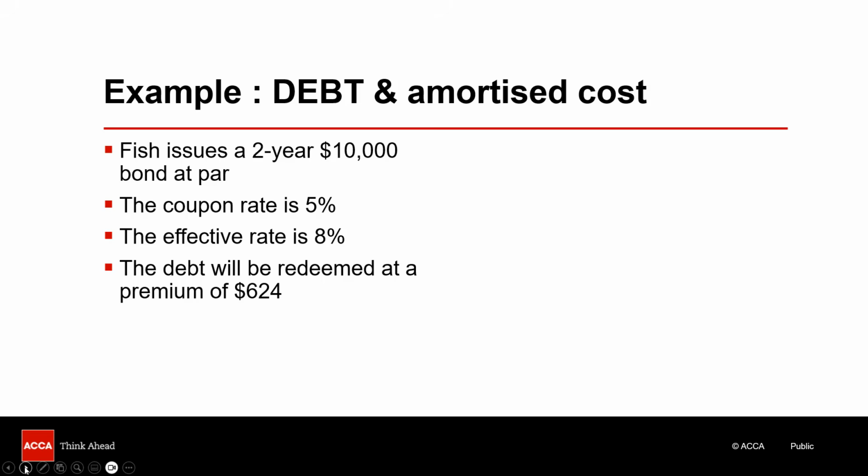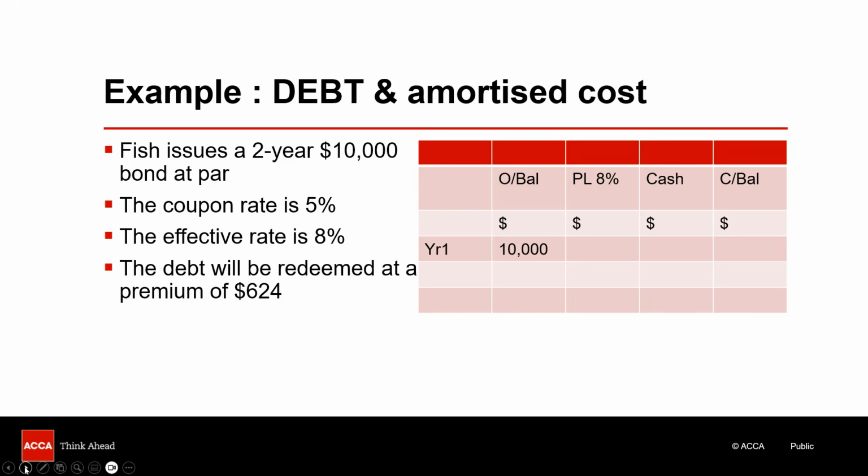You have to pay back the loan with a little bit of extra money at the end, because nobody's going to lend you money if you only pay them 5%, when effectively the rate of interest in the real world is 8%. So there's a backloading, there's a lump sum at the end, there's a premium on the redemption. So how do the numbers work?